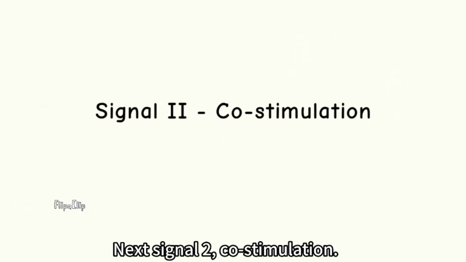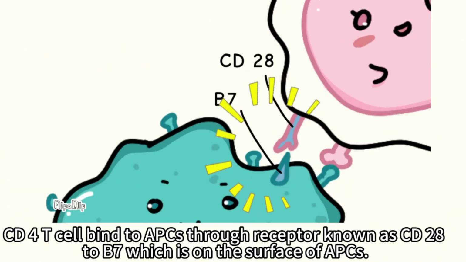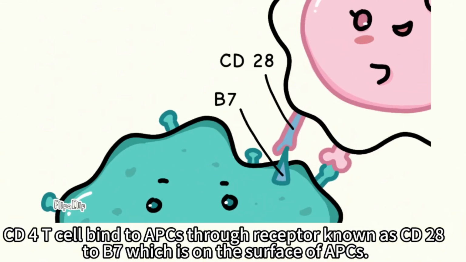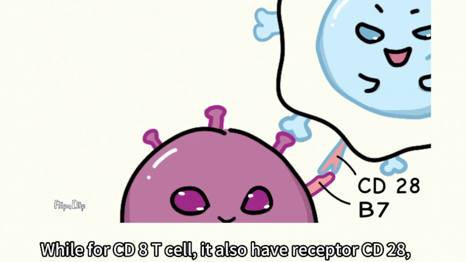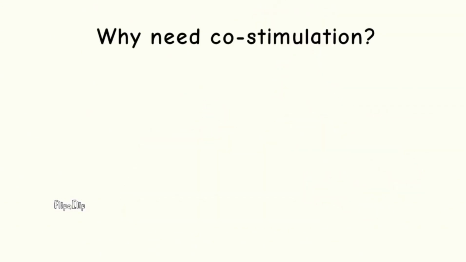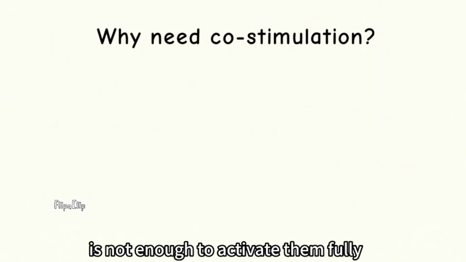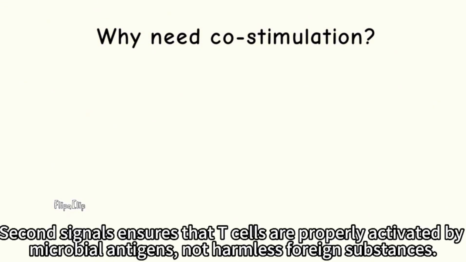Next, signal 2, co-stimulation. CD4 T cells bind to APCs through the receptor CD28 to B7, which is on the surface of APCs. While CD8 T cells also have the receptor CD28, and it will bind to B7 on nucleated cells. Why do T cells need co-stimulation? T cells require co-stimulation because simply recognizing an antigen is not enough to activate them fully. The second signal ensures that T cells are properly activated by microbial antigens, not harmless foreign substances.